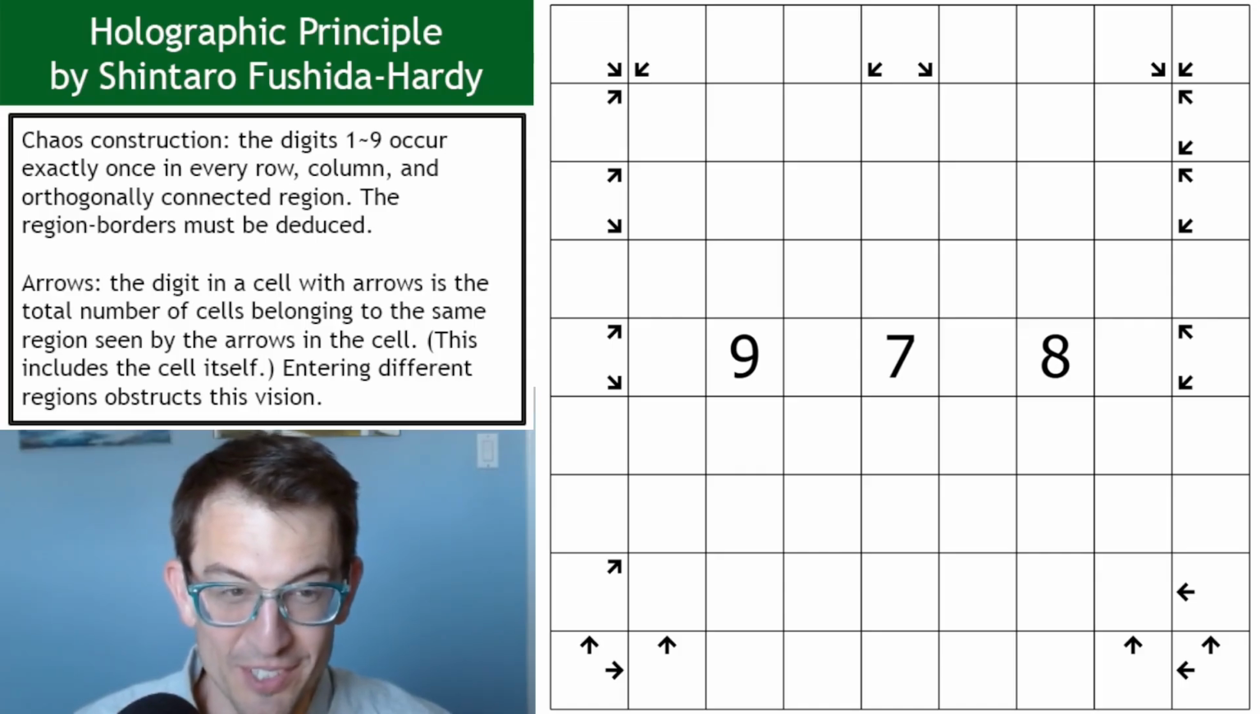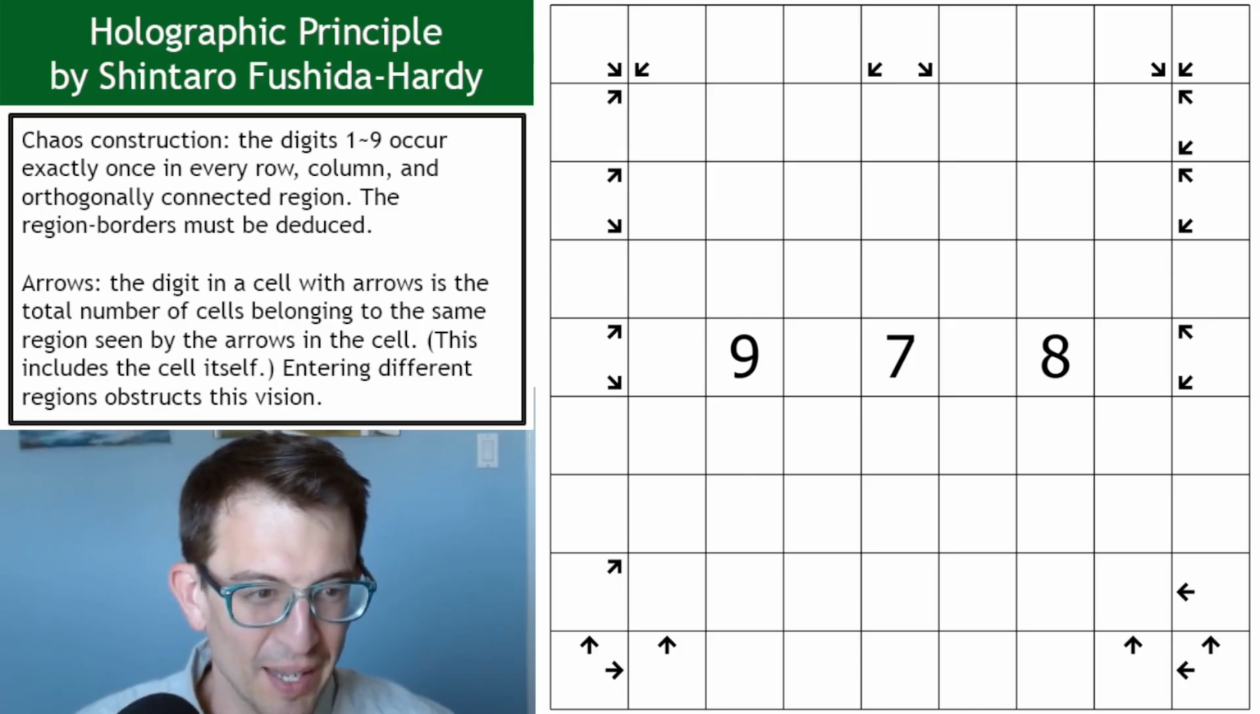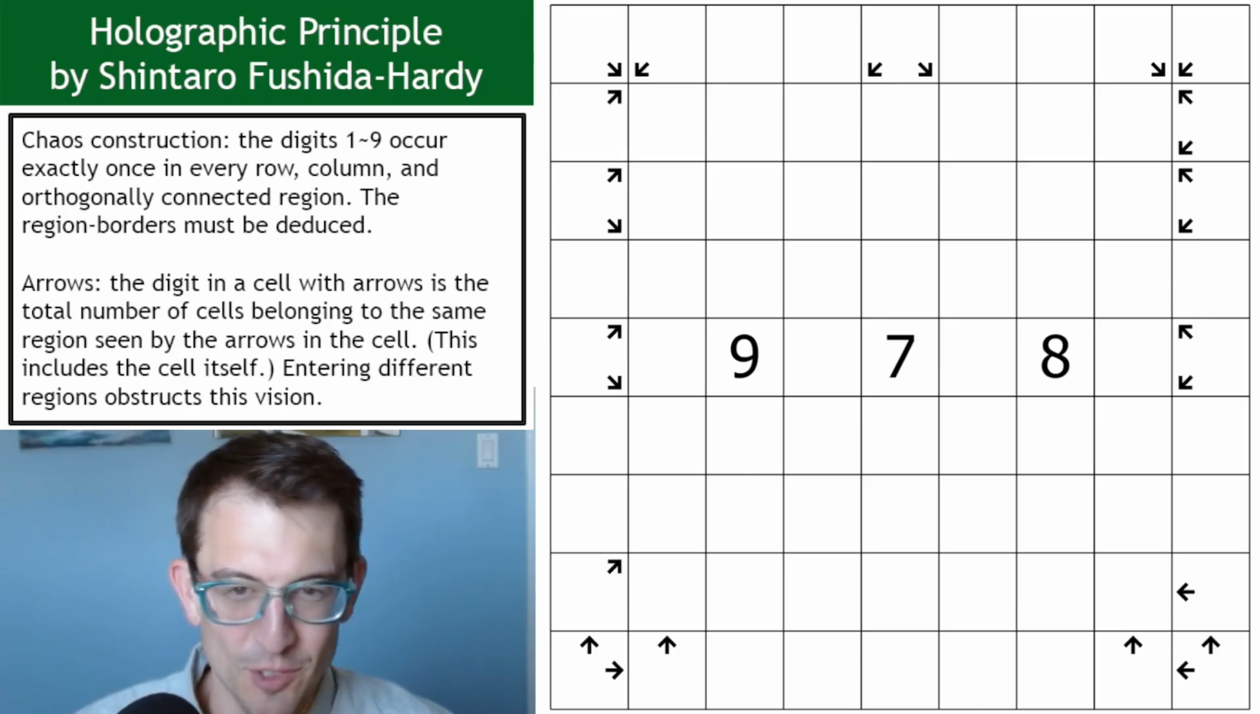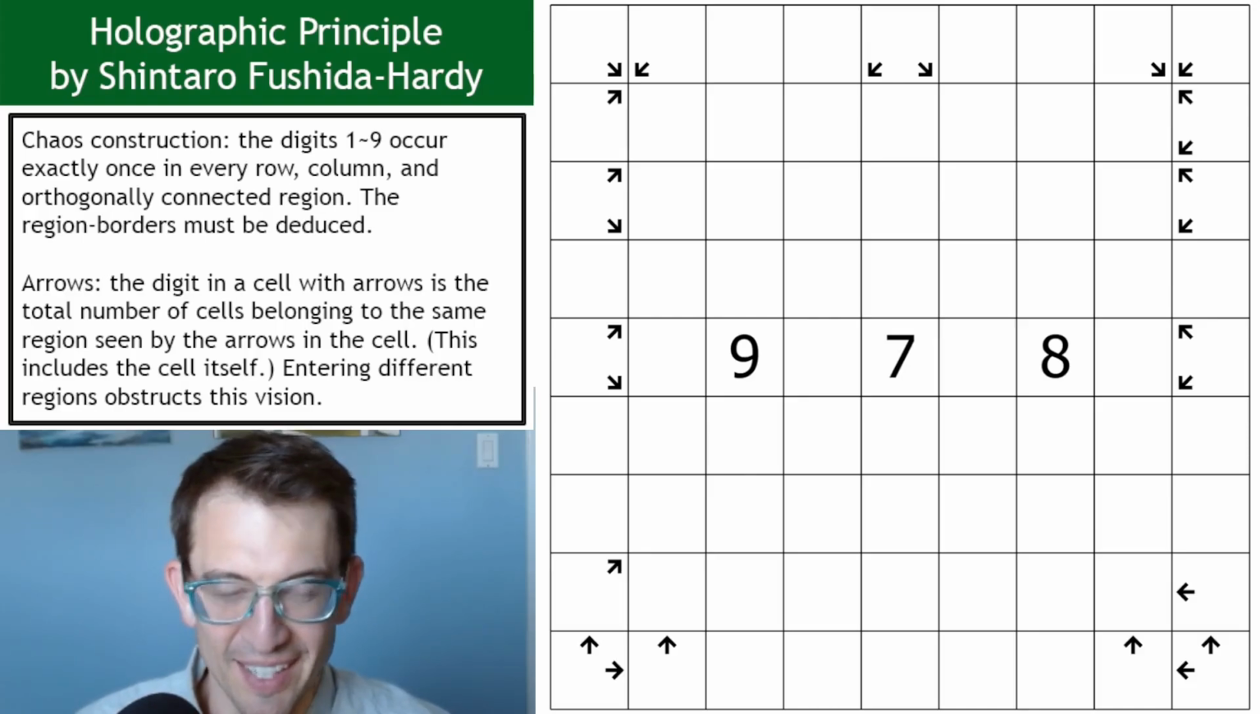I've been in love with Shintaro's puzzles for a few months now. I think they're wonderful, and I suspect this will be every bit as good. It's rated 4 stars for difficulty. It has 125 solves, which for a 4-star puzzle is quite a lot of solves, and it still has a 99% rating. So yeah, I'm just very excited to try it. Let's get into the rules.